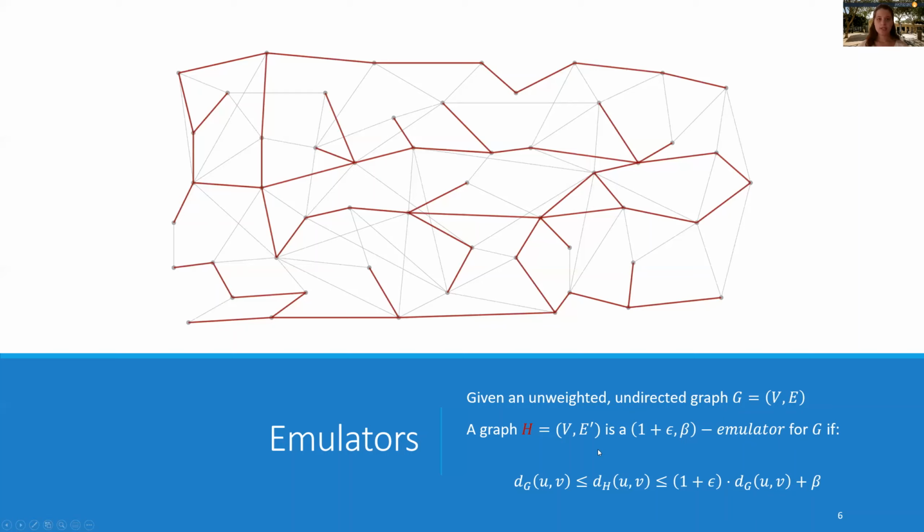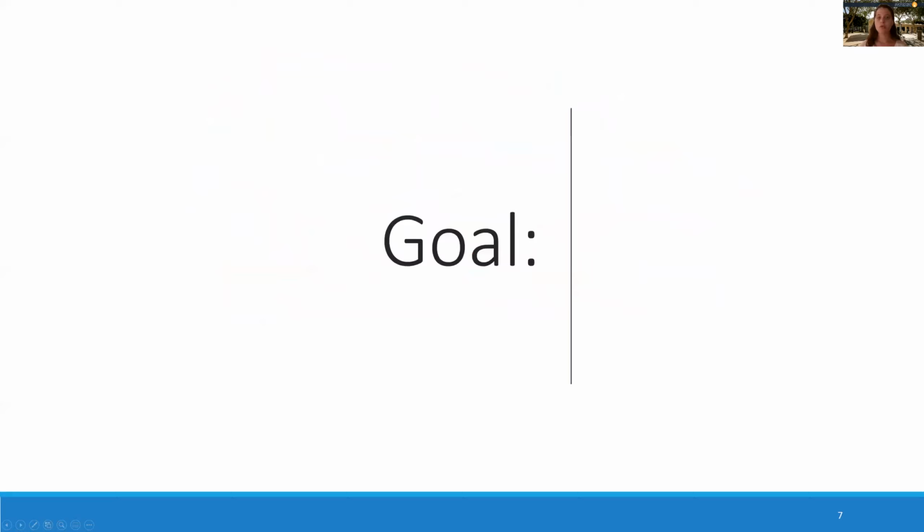If H is a subgraph of G, we say that H is a (1+ε, β)-spanner for G. So our goal is obviously to achieve sparse emulators, and we want to have them as sparse as possible.